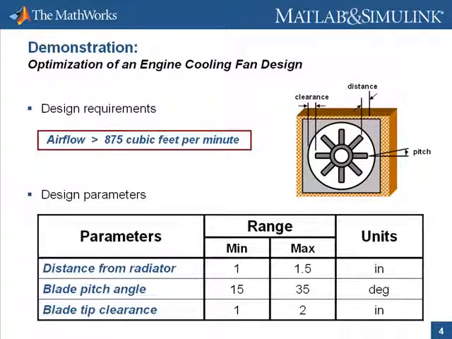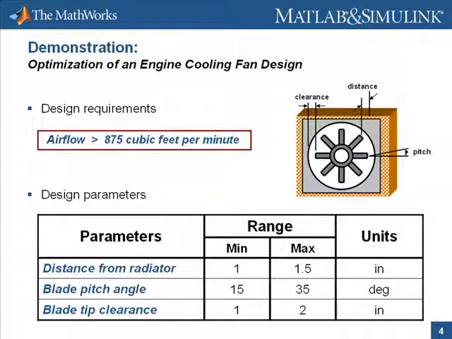We also know that we have a few design parameters that we can change in order to improve the fan. One of the parameters is the distance from the radiator. The fan sits in front of the radiator, and the distance between them we can vary within the range of 1 inch to 1.5 inch.